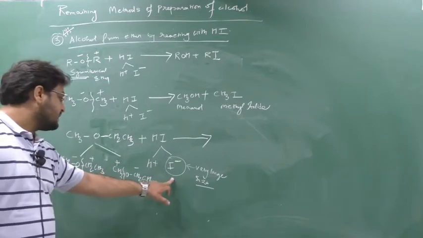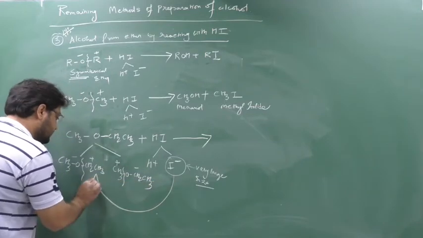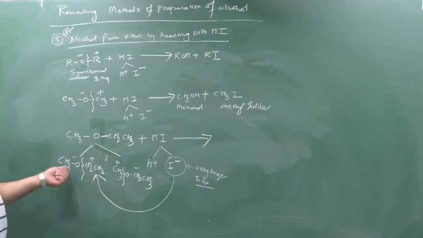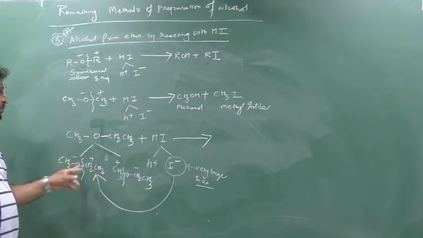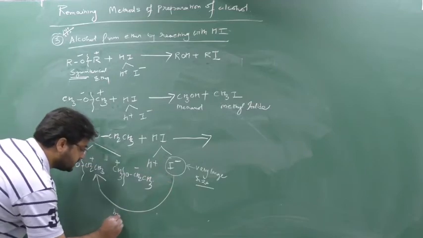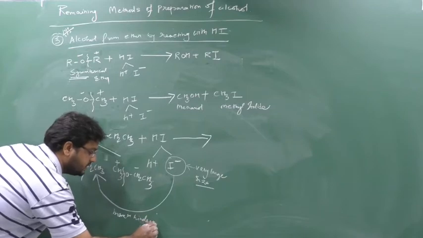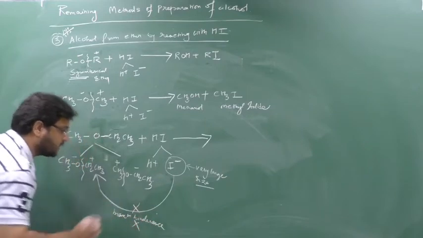So this I minus will approach here to do the reaction. But see here, this is the chain which contains more carbon atoms. So here there will be maximum hindrance, and when there is maximum hindrance, the reaction will not occur.